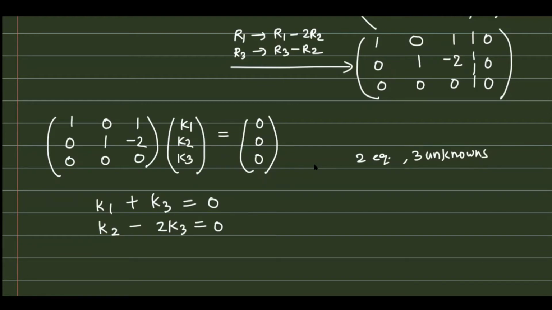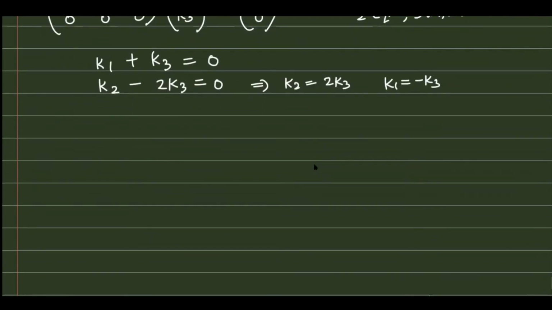So we can give arbitrary value to anyone. So from the second equation, we have K2 equal to 2K3. And from the first equation, we have K1 equal to minus K3. So we can see that K2 and K1 depend upon the value of K3. Now we can give any value to K3.